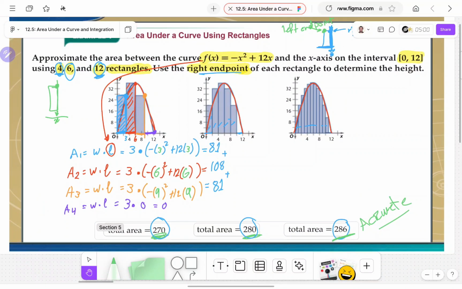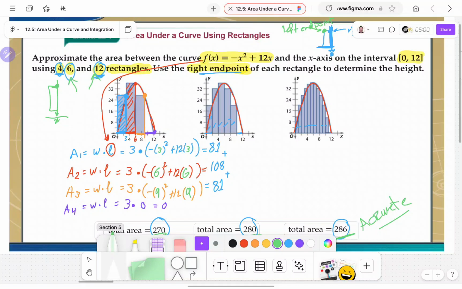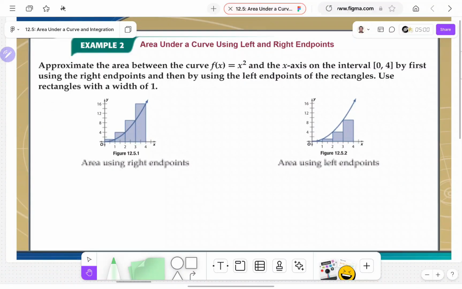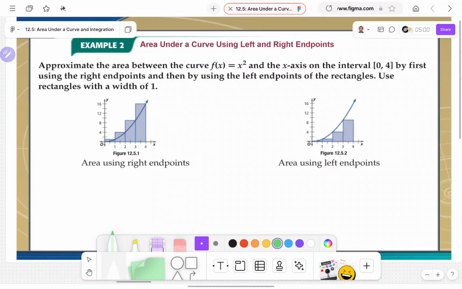So this is the first type of question, when the question gives you the number of rectangles and you need to follow just the number of rectangles given in the question. Now the other way of solving is if the question did not give you the number of rectangles and gave you only the interval.